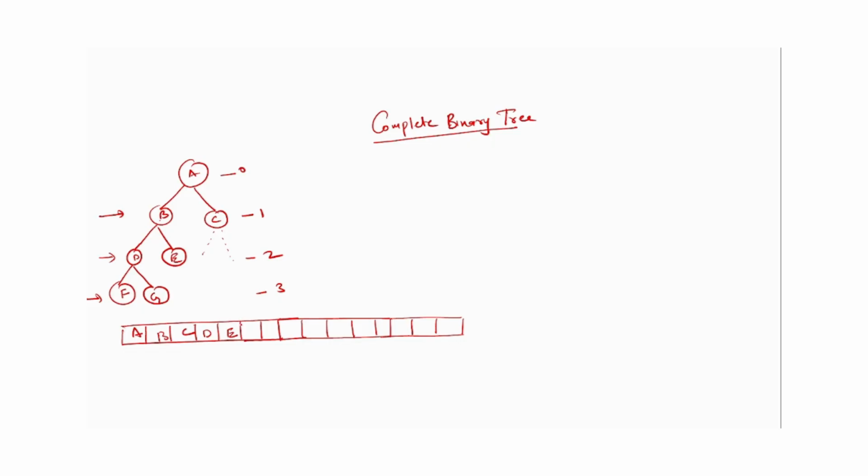I will leave two gaps. These two gaps I will leave completely. I will go to level 3 here. These two gaps I will leave. I'll go to level 3. I'll fill out F, G, right, F, G.